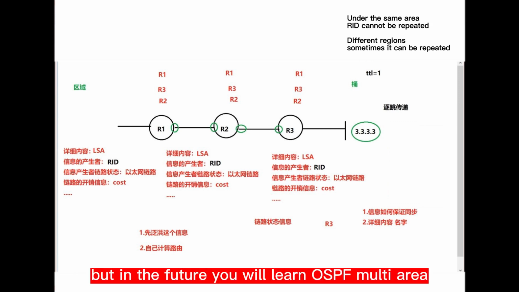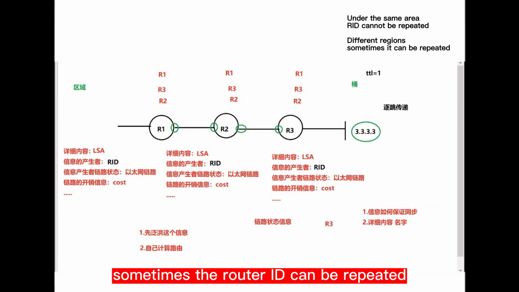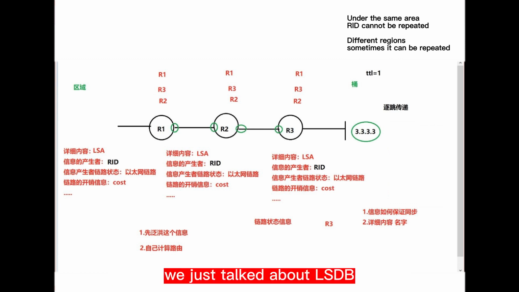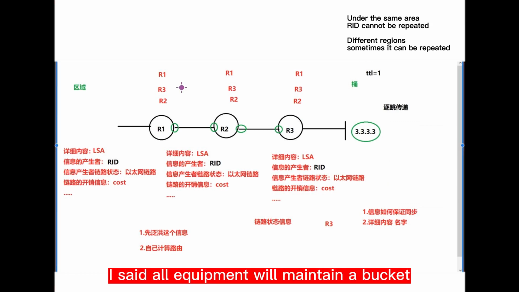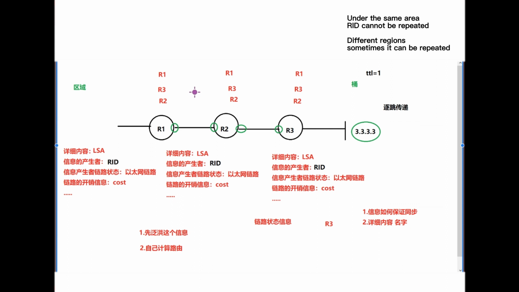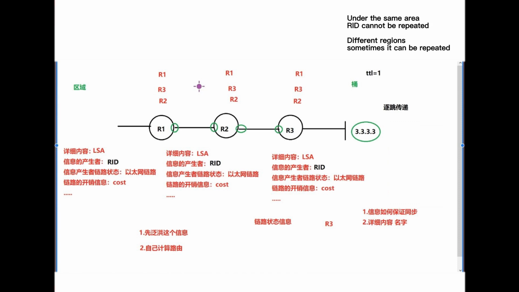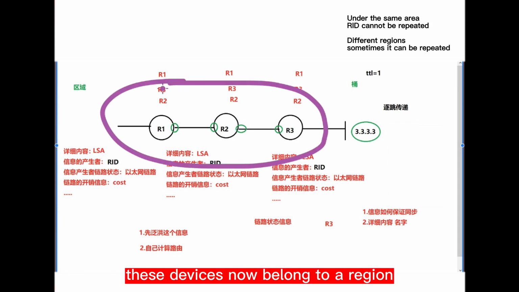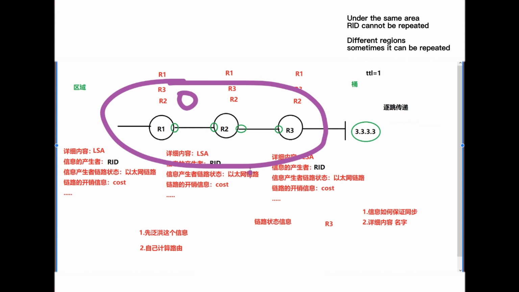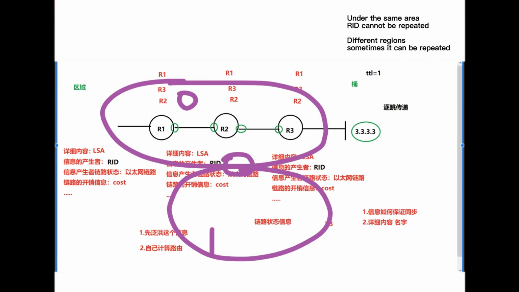But in the future you will learn OSPF multi-area. Under multi-area, that is, under different regions, sometimes the router ID can be repeated. We just talked about the LSDB. I said all equipment will maintain a bucket, and this bucket contains information about all devices. We will learn in the future that OSPF synchronizes the LSDB based on area. For example, these devices now belong to area 0, and then there are some devices that belong to another zone, area 1.